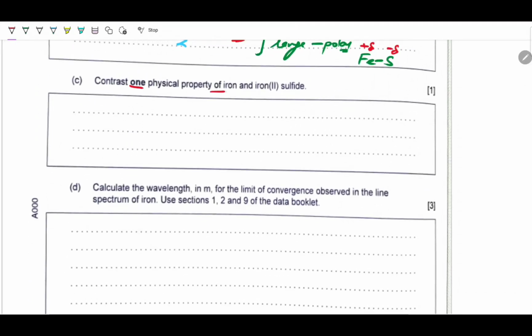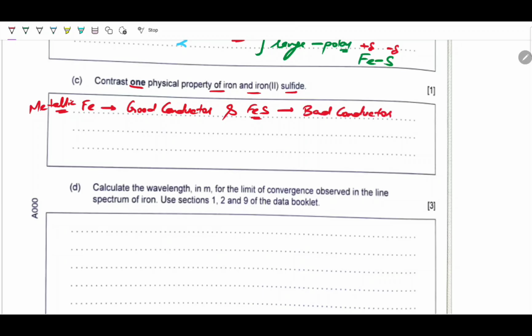Contrast one physical property of iron and iron sulfide. Iron is a metal and iron sulfide is a polar covalent compound. For iron, a property is that it is a good conductor of current, because it is a metal. And FeS, a polar covalent compound, is a bad conductor. This can be a difference.